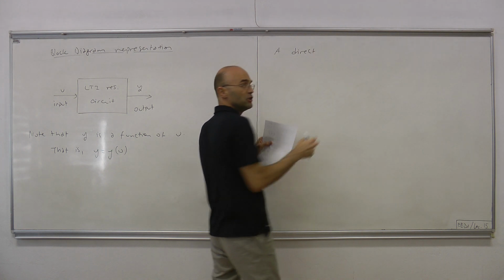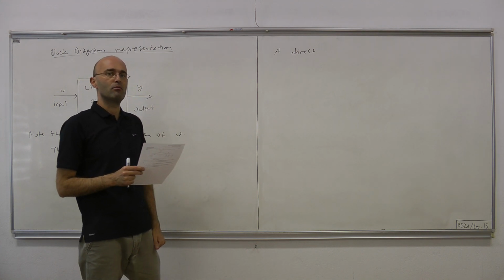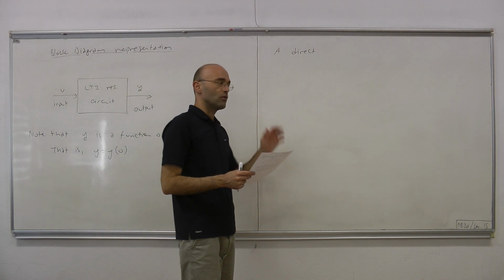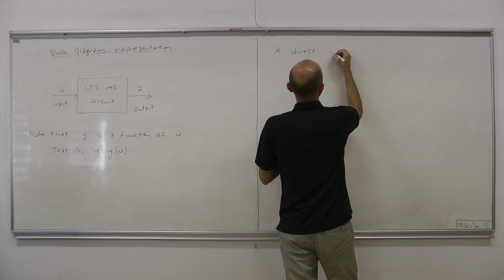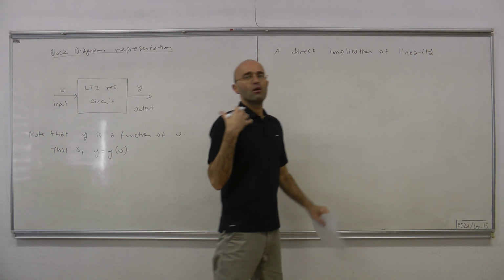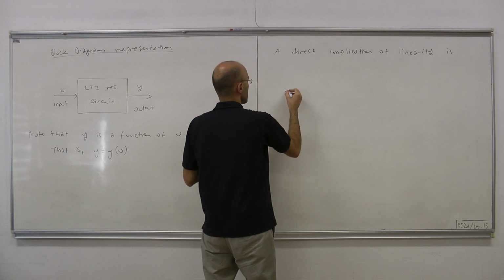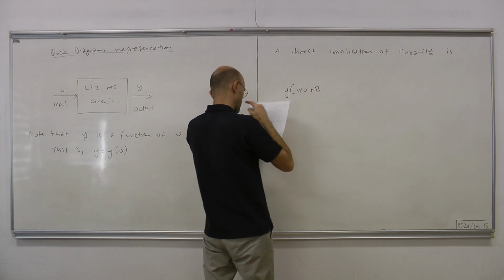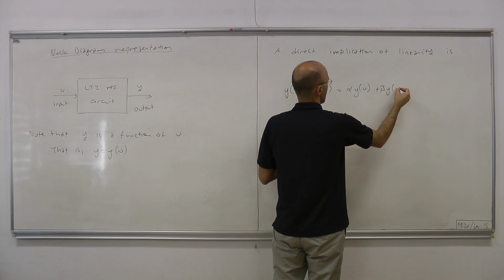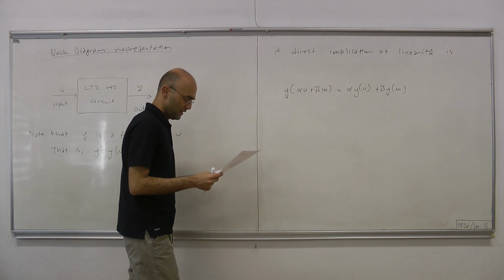Okay. And later on, we're going to generalize this observation to dynamic circuits also. In that case, we will also have to consider the initial conditions of the dynamic components along with our external inputs, like the voltages and currents of the independent sources. But that's for later. A direct implication of linearity, or of working with LTI resistive circuits, is Y of alpha U plus beta W equals alpha Y of U plus beta Y of W. Now let's interpret what that equation is telling us.